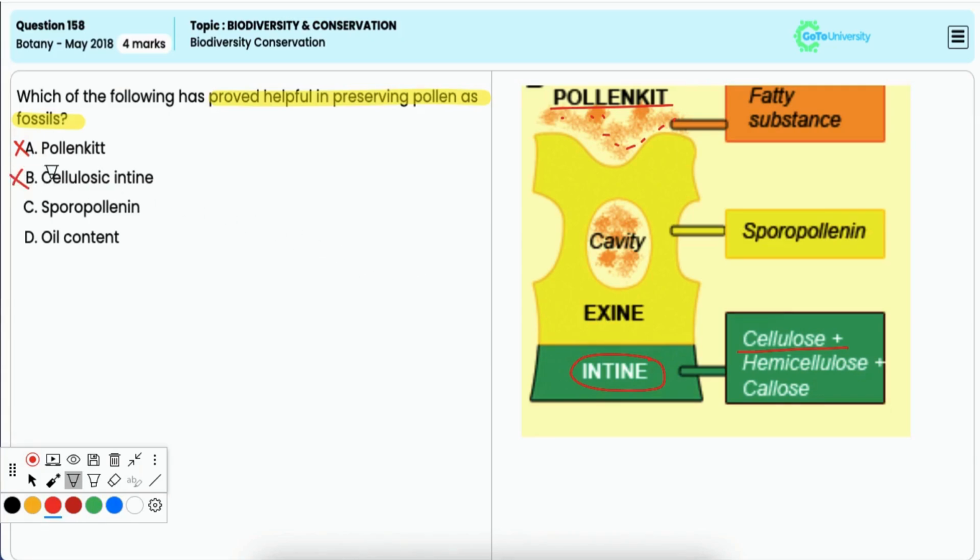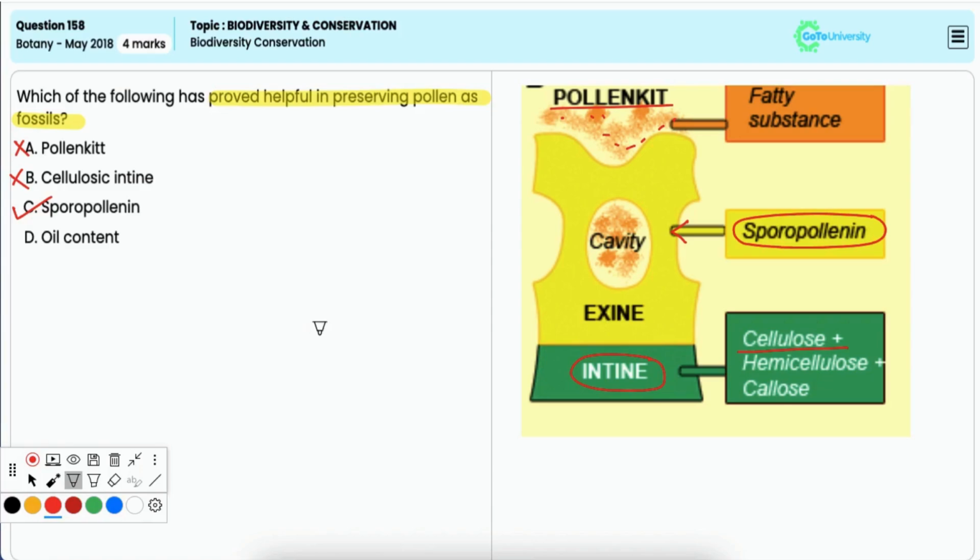Option C, sporopollenin. Now, sporopollenin is a highly durable and chemically inert substance which is found in the outer wall, that is the exine of pollen grains. And as it is resistant to enzymatic, microbial and chemical degradation, it is ideal for the preservation of pollen in the fossil record. Thus, it is the correct option.